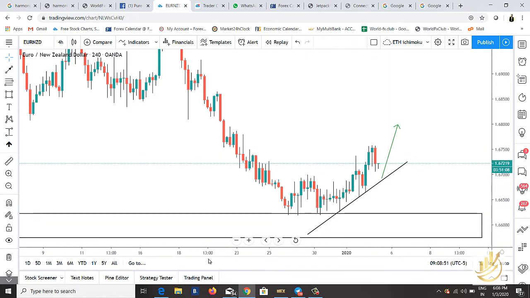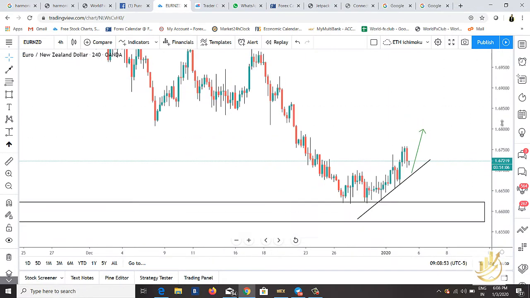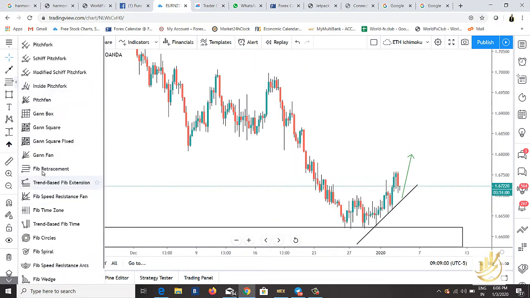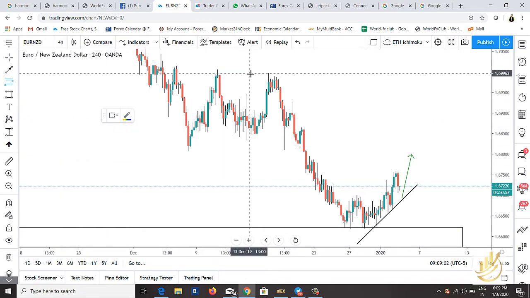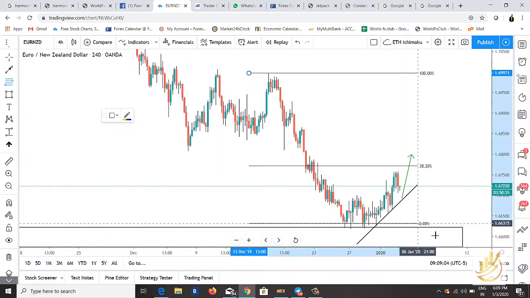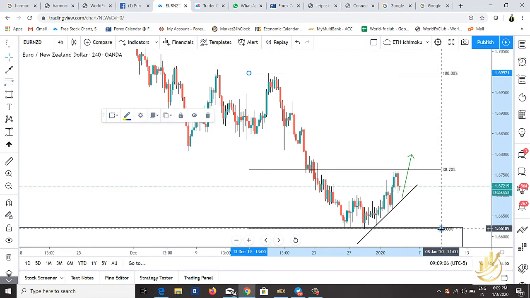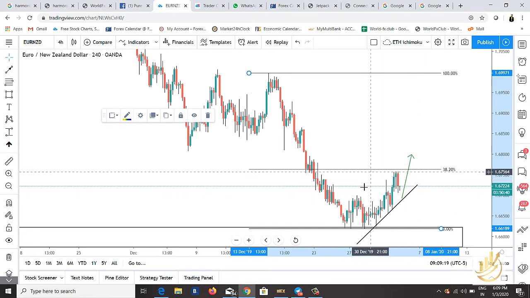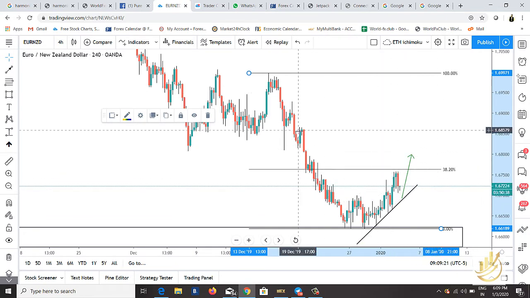Now, why did price go down? If you want to use Fibo levels here, this is an impulsive wave down. So if I use Fibo levels from the top to the bottom, see, price almost rejected the 38.20% retracement area, which is a healthy retracement. So it retraces back. Now it might touch this line and then go back up.